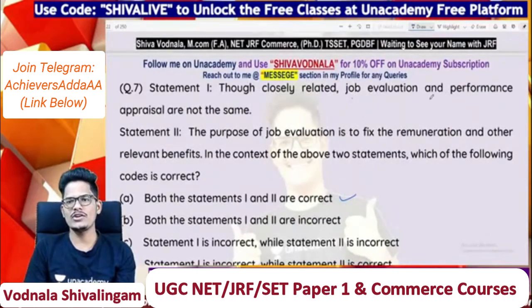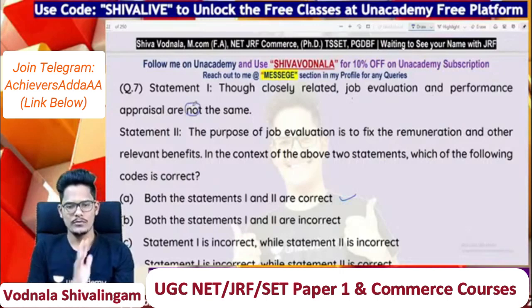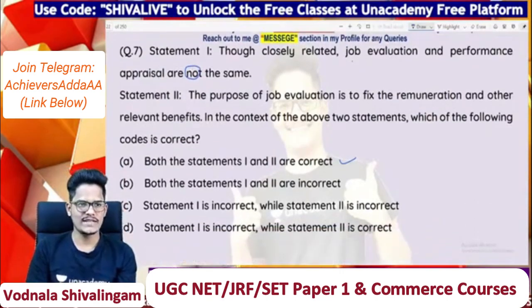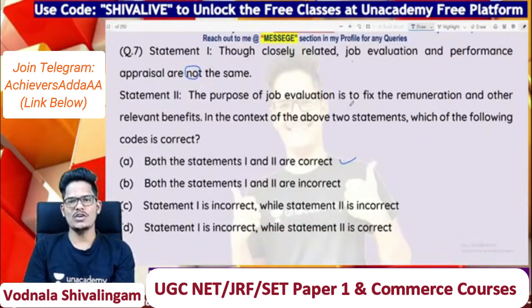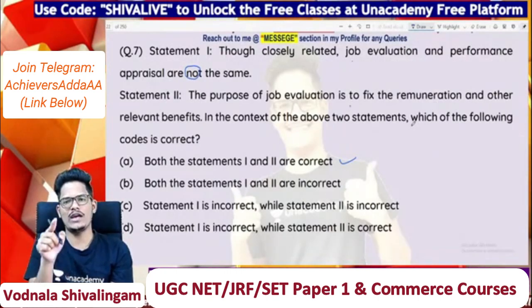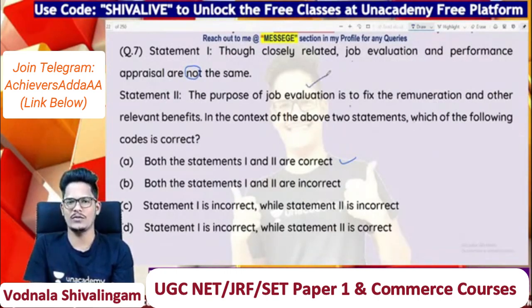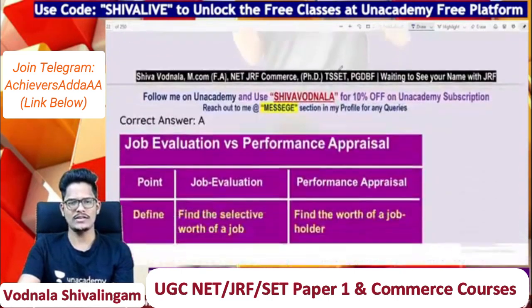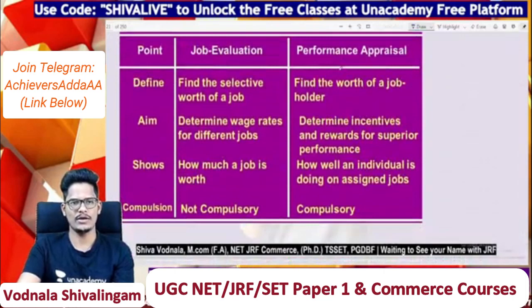here job evaluation and performance appraisal are not the same. Exactly, both are clearly different. It is not at all the same. Statement 1 is correct: the purpose of job evaluation is to fix the remuneration. For fixing the remuneration, for wage determination only, the evaluation will be conducted.